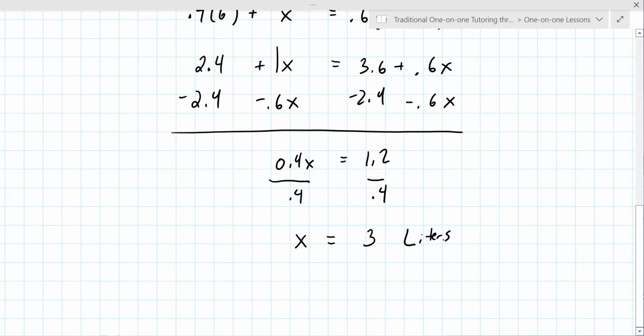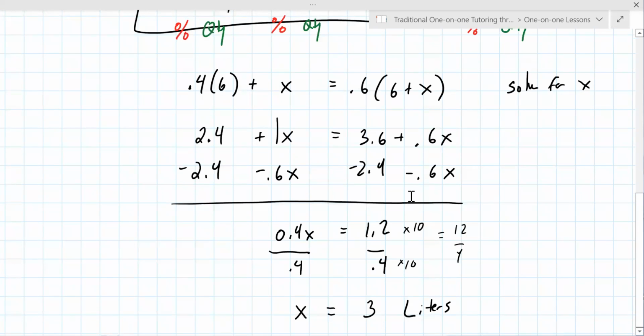Okay. And it equals 3 liters because if you divide, you get 3. You can use a calculator, or you multiply the top and bottom by 10, and you get 12 over 4, which is 3. That seems easier than I thought it would be.